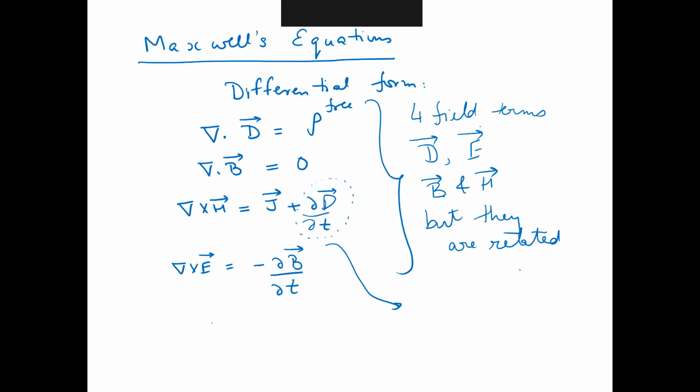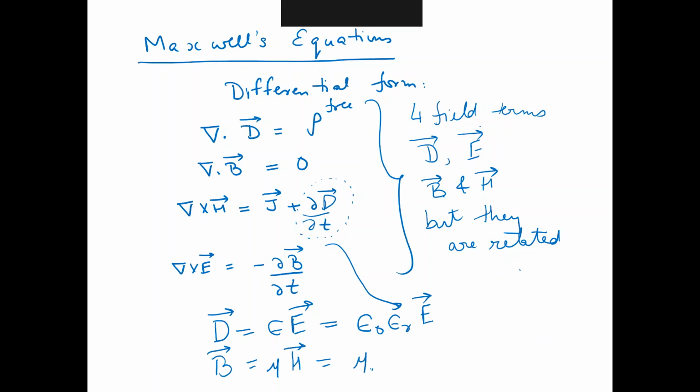Remembering again, D is the absolute permittivity multiplied by the electric field E, or in terms of relative permittivity, it is epsilon naught epsilon R times E. B is mu H, which is mu naught mu R times H. So there are 2 material properties.